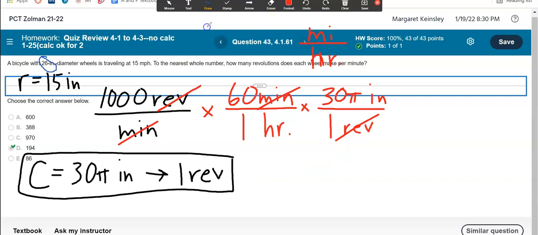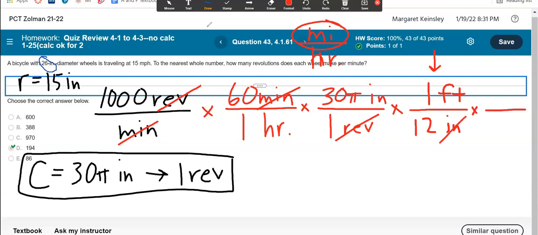So you see how I'm getting rid of the things that I don't want and converting to the things that I do want. Now, if I'm trying to get to miles, I'm going to have to change inches into feet first. So inches on the bottom: 12 inches on the bottom, 1 foot on the top. That gets rid of my inches units. Now I need to get feet into miles.